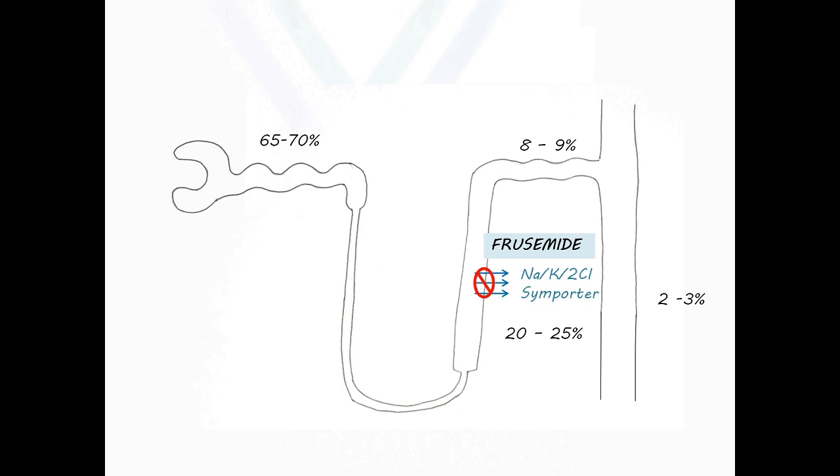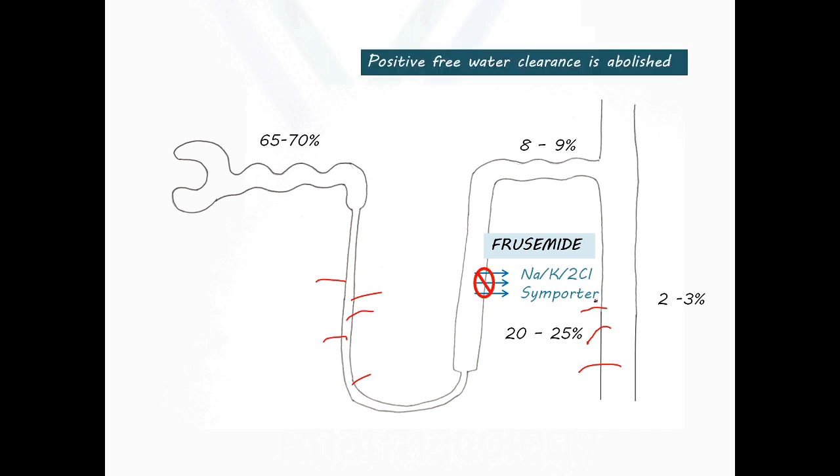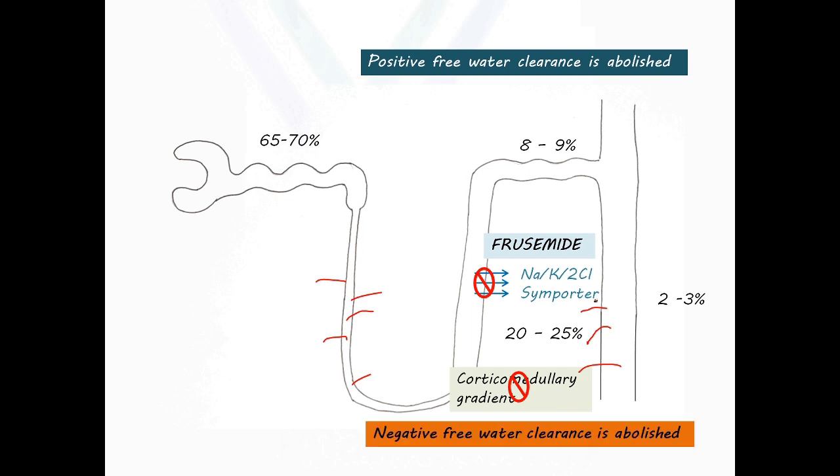The sodium-potassium-2-chloride symporter is also responsible for maintaining the corticomedullary osmotic gradient. And this osmotic gradient helps in driving water out of the thin descending limb of the loop of Henle as well as the collecting duct via aquaporins. Frusemide, by inhibiting the sodium-potassium-2-chloride symporter, would also abolish the corticomedullary osmotic gradient and thus abolish the negative free water clearance. This is how Frusemide abolishes both positive and negative free water clearance.